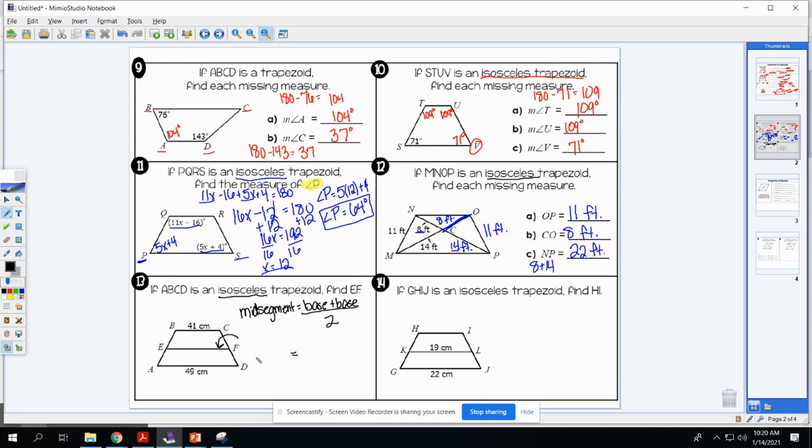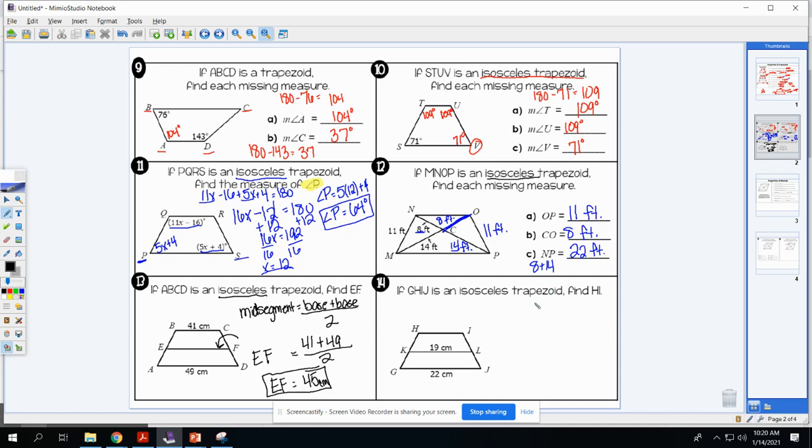All right, so the midsegment here is EF. So we're going to take the top base, 41, plus the bottom base, 49. We're going to divide that by 2. Okay, so 41 plus 49 is 90. 90 divided by 2 is going to be 45. So EF, 45 centimeters.